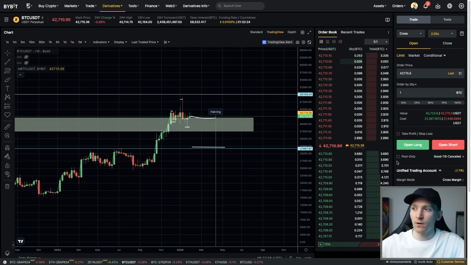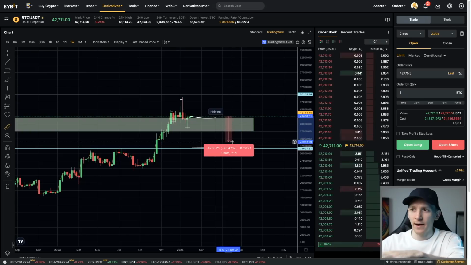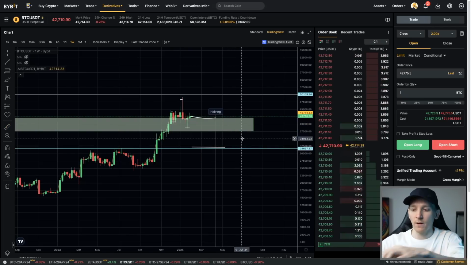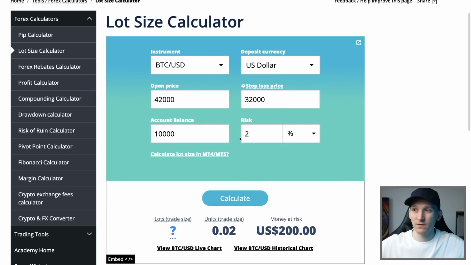Well, how do you work that out? Well, you need to work out how much you can lose in this trade and then how many units of Bitcoin you can trade. So we know that our entry is, let's call it 42, and our stop loss is 32. That would be a 25% drawdown. So you go to a position size calculator. I'll link this one below.